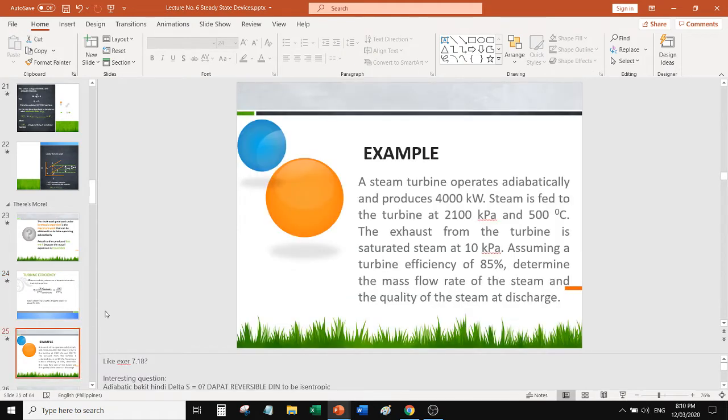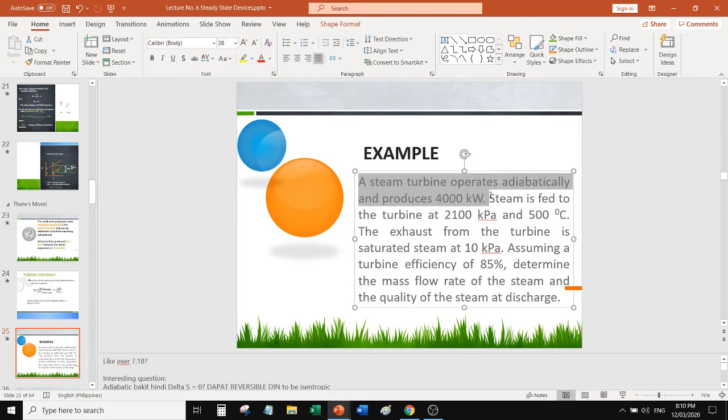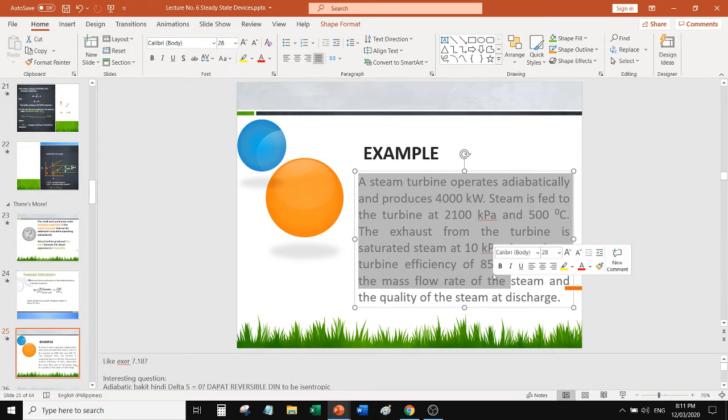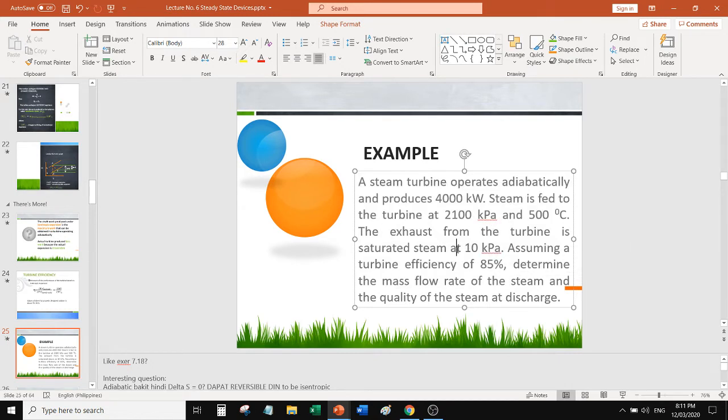Let's try this problem. A steam turbine operates adiabatically and produces 4,000 kilowatts. Steam is fed to the turbine at 2,100 kilopascals and 500 degrees Celsius. The exhaust from the turbine is saturated steam at 10 kilopascals. Assuming a turbine efficiency of 85%, determine the mass flow rate of the steam and the quality of the steam at discharge.